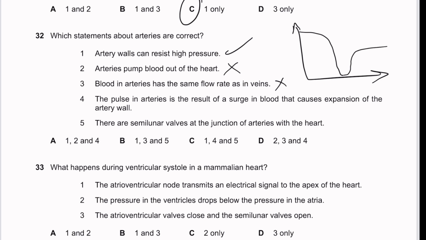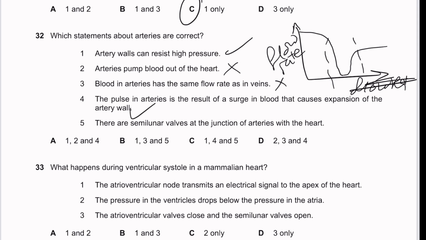And basically this is the artery region, capillary region, vein region, and this is the flow rate over here. I hope you understand this. Now basically the pulse in arteries is the result of a surge in blood that causes the expansion of the artery wall. That is correct.